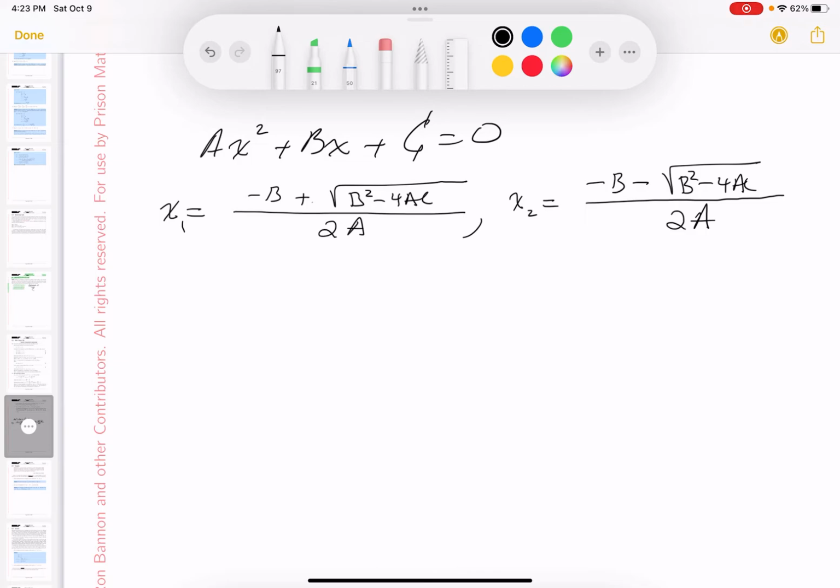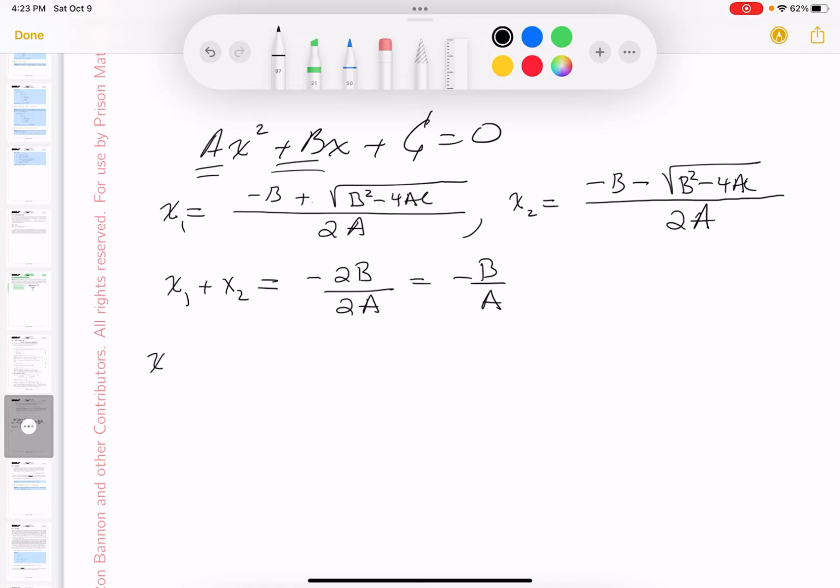Well, let's write this down. I'm going to write down what's x1 plus x2, and this is what's called the sum of the roots. What's nice about that is the radicals would disappear, and you'd be left with minus 2b over 2a, which can be minus b over a. And that's the sum of the two roots, minus b over a.